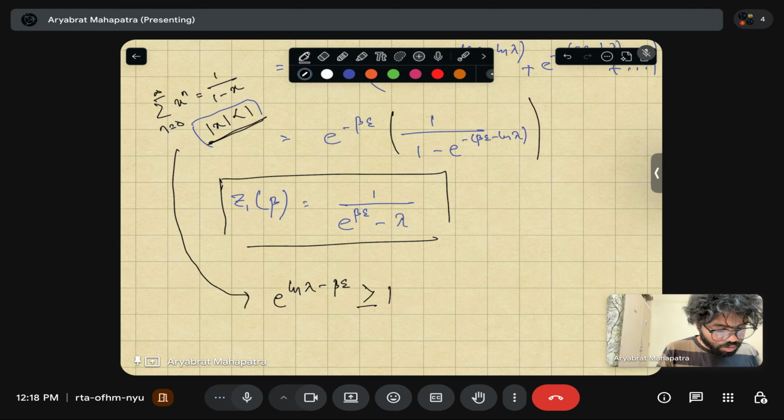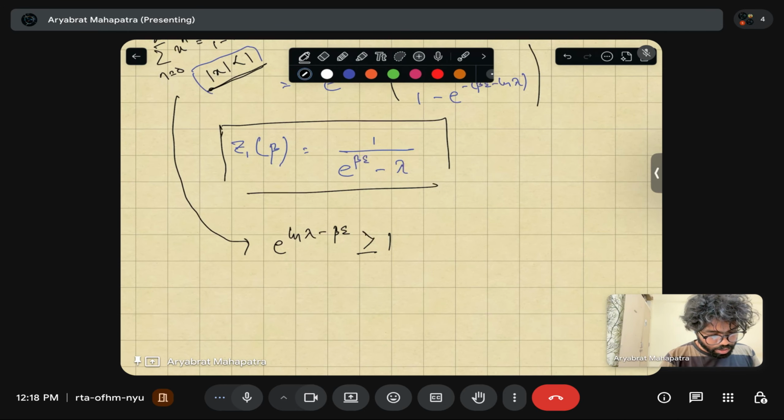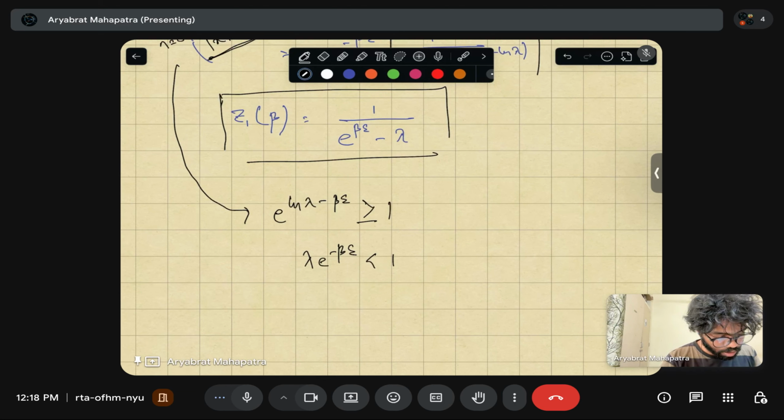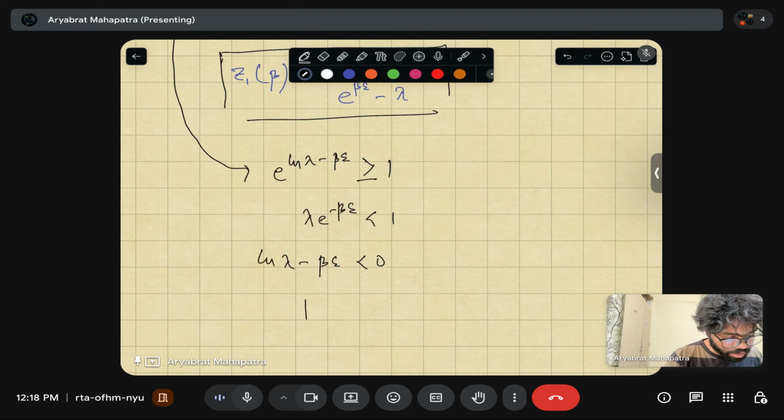Or otherwise you can also write it as lambda exponential of minus beta epsilon is less than 1. So if I again take the log, ln lambda minus beta epsilon is less than 0, then this gives me beta has to be greater than ln lambda over epsilon.